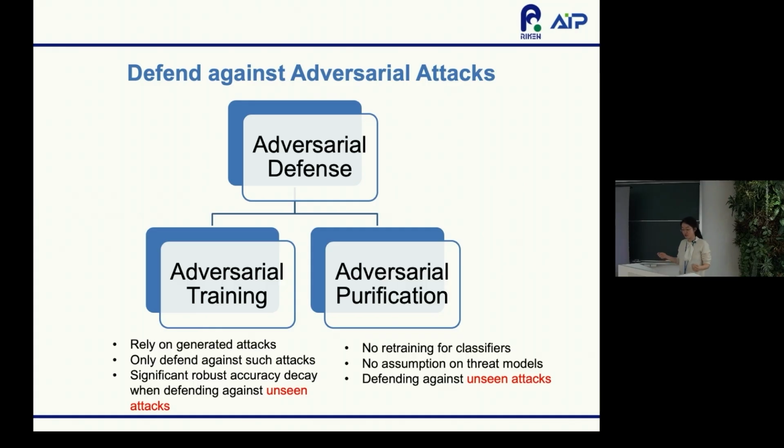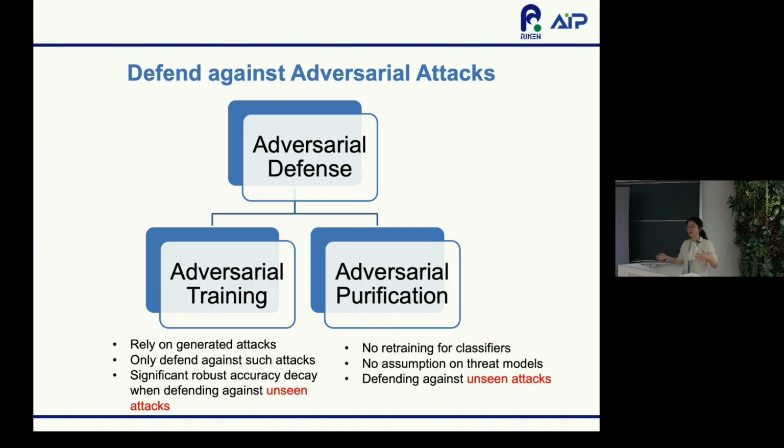Basically, it relies on generative attacks. These attacks have to be generalizable to cover as many adversarial attacks as possible. But in the end, it still has its limits. The defense is only against the attacks which are trained on these classifiers. So a significant robust accuracy decay will happen when they defend against unseen attacks, which are really complicated and, let's say, newly published and proposed.